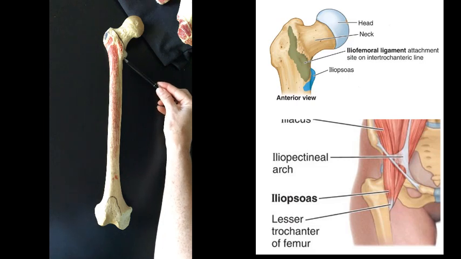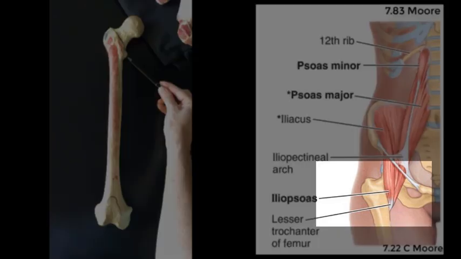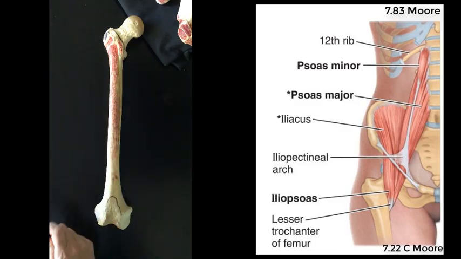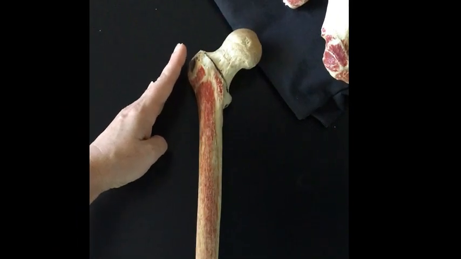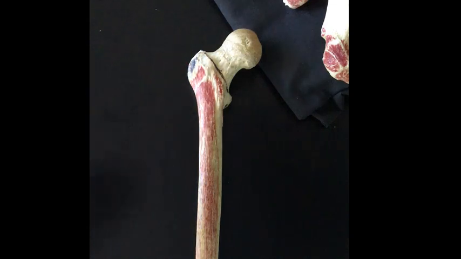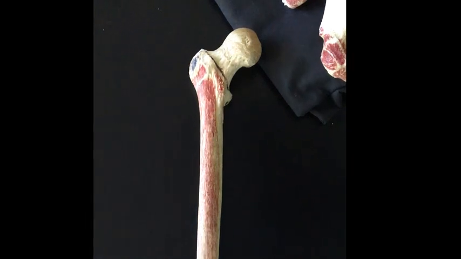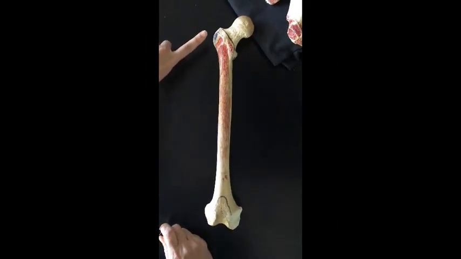The lesser trochanter is very important. That's where our iliopsoas tendon inserts. And out here, these are the abductors. So the greater trochanter is those gluteal tendons, and that's a group known as the abductors, meaning that takes it away from the body.